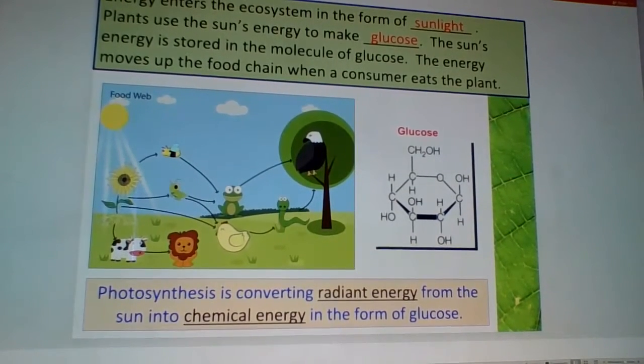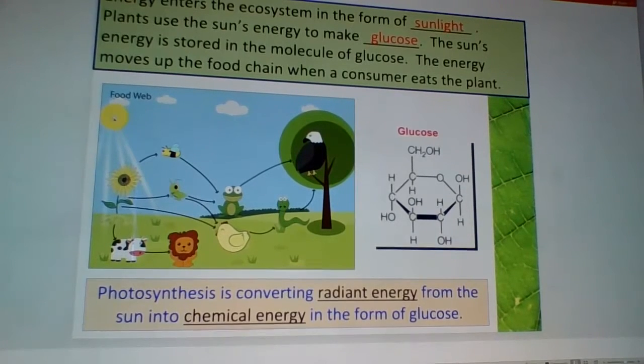Energy enters the ecosystem in the form of sunlight. Plants use the sun's energy to make glucose. The sun's energy is stored in the molecule of glucose, and the energy moves up the food chain when a consumer eats the plant. So, if you see this picture of the food web, it shows you how energy gets distributed.